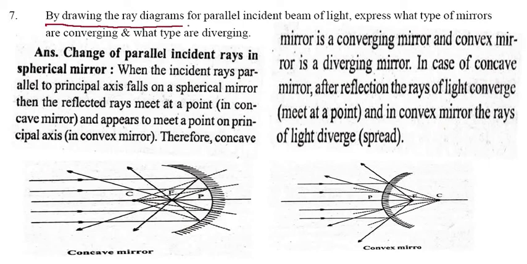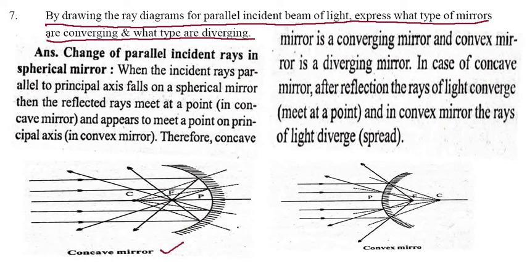By drawing a ray diagram for a parallel incident beam of light, express what type of mirrors are converging and what type are diverging. So as you know, concave mirror is converging and the convex mirror is diverging. You can see in your figure. This one is the figure.